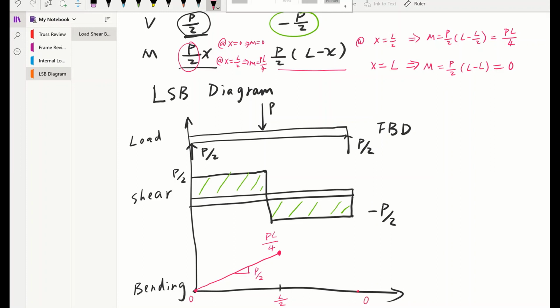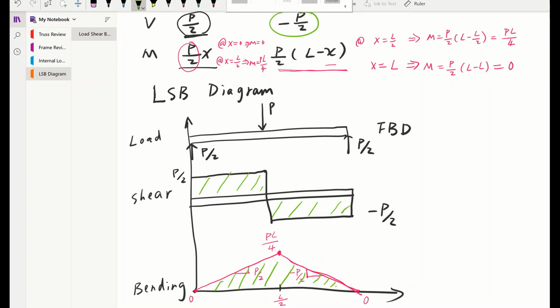And how do we connect those two points? Again, this is going to be a linear line, so it's going to be a straight line. And what would be the slope for this? The slope is decreasing and it's a negative value. Based on this equation, you can also tell the slope is going to be negative P over 2. Okay, so that completes the bending diagram.